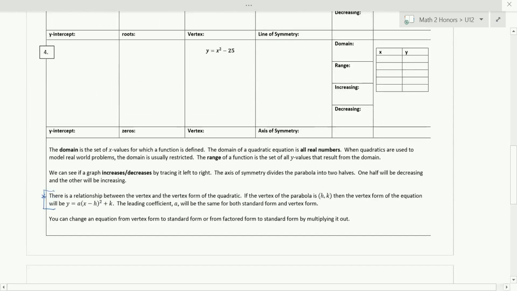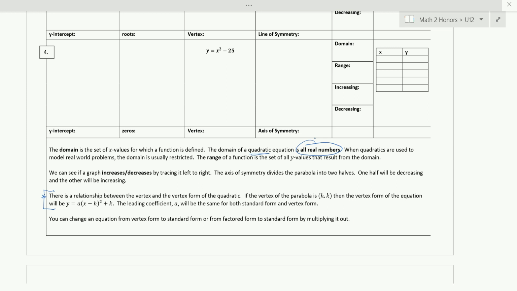The domain is the set of x values for which a function is defined. The domain of a quadratic equation is all real numbers. So that's important for us. So whenever you're dealing with quadratics, and that's what our unit's on, we're allowed to plug in anything. So if I ever ask you for the domain, you're always going to say all real numbers for quadratics.